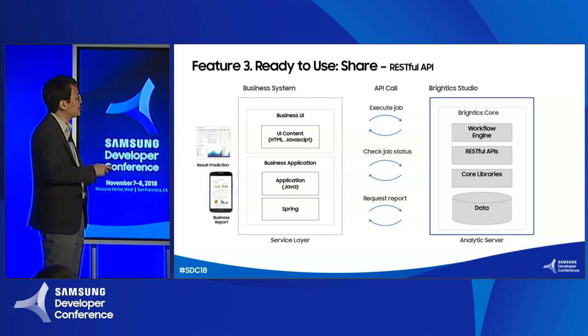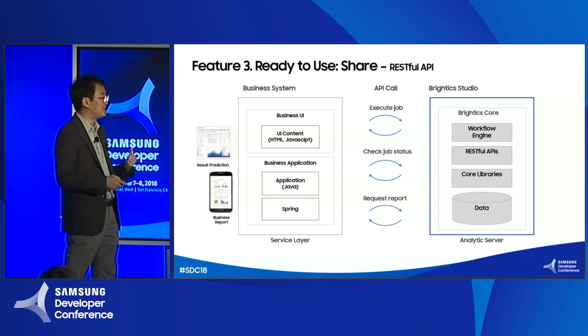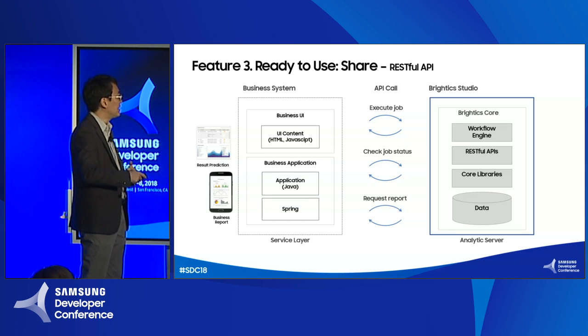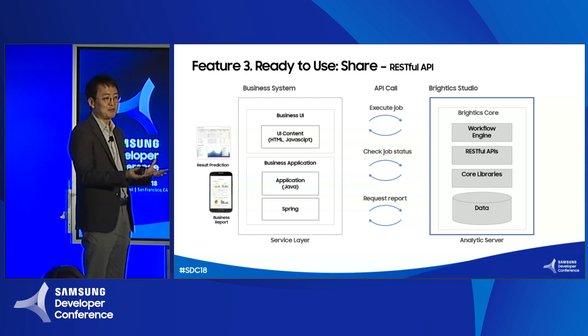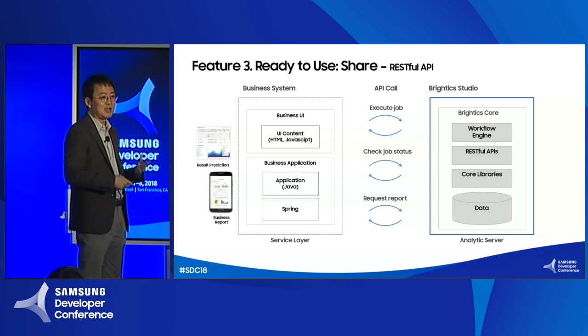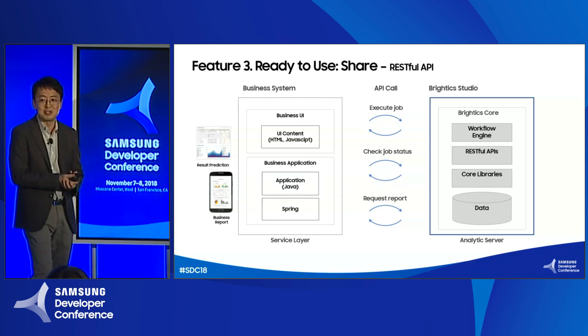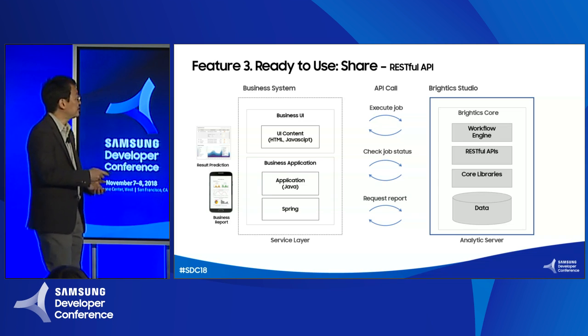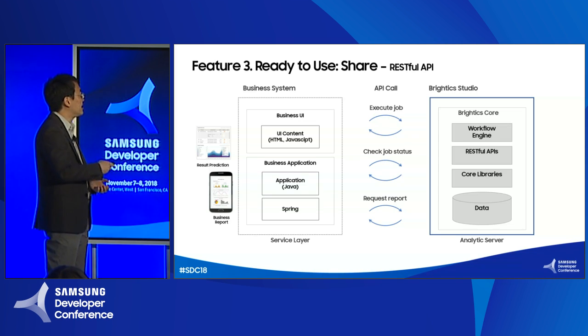Of course, during this job execution, you can constantly check the job status. Once it's done, you can request the report and get the result back, and you can visualize it if your business application is running on your tablet or a PC. This is how you build your business application. The model doesn't have to be embedded in your business application. It can be on a cloud or a remote server, and you can access it through this RESTful API.